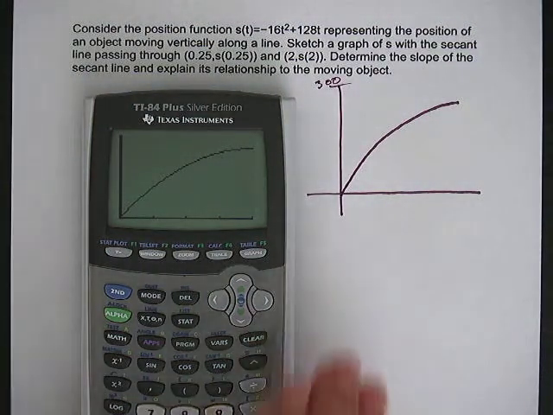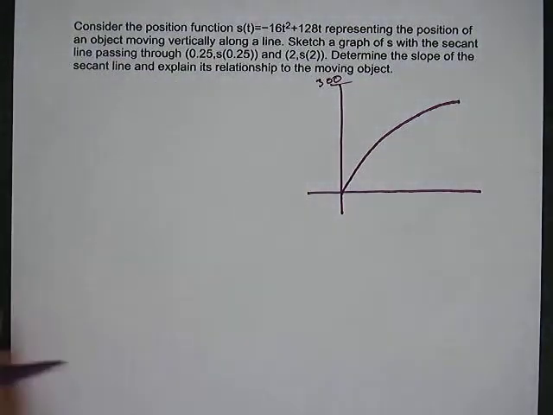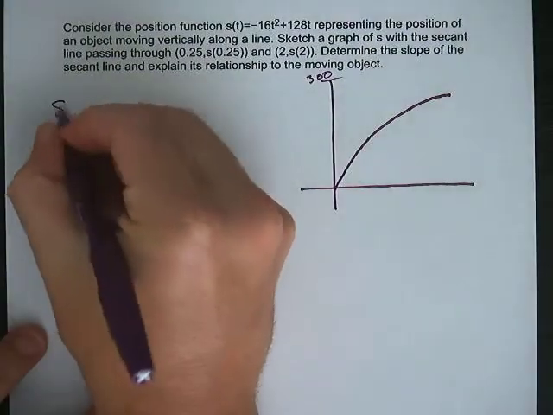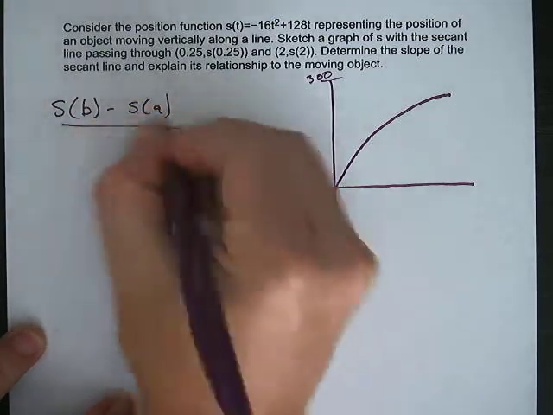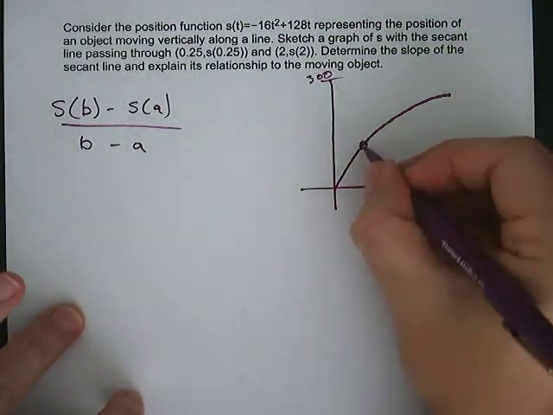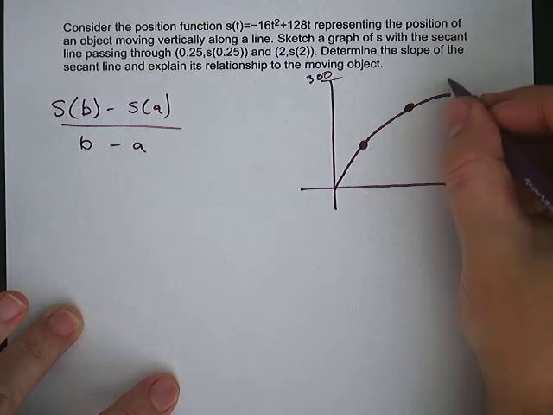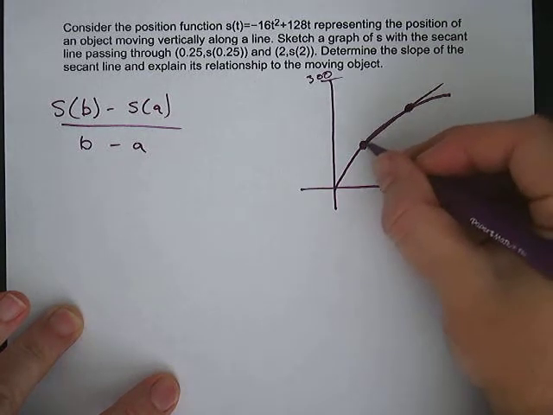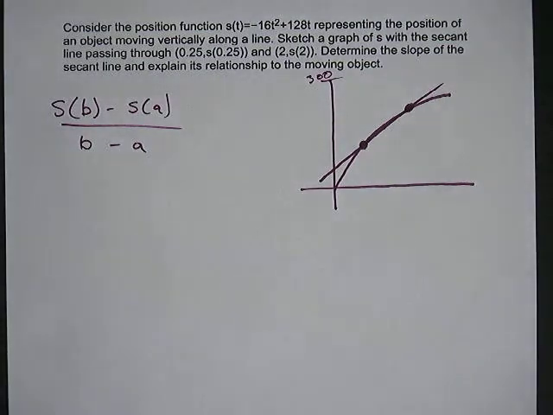Okay, so now that we've got it graphed, we want to find the secant line. How we're going to do that is S of B minus S of A over B minus A. That's the slope of the secant line. You're going to have a point here and a point here, and you're going to try to find the slope of this secant line. Well, we can use our calculator to figure that out.